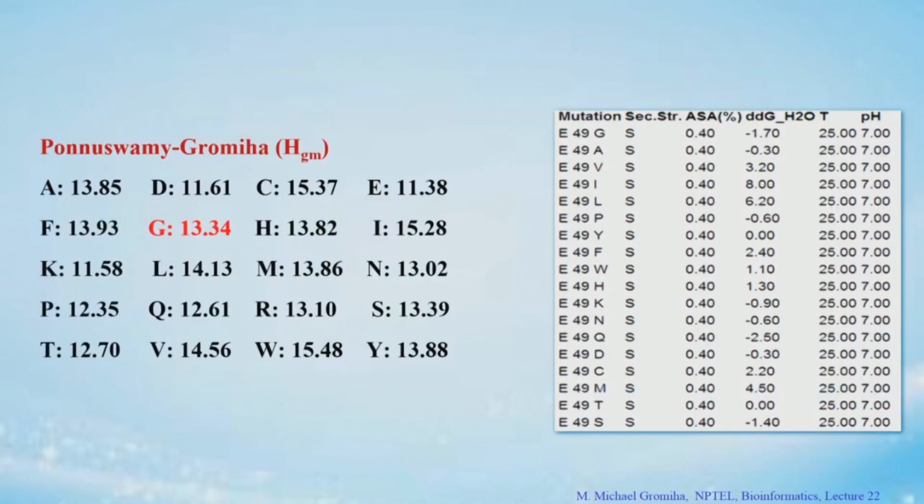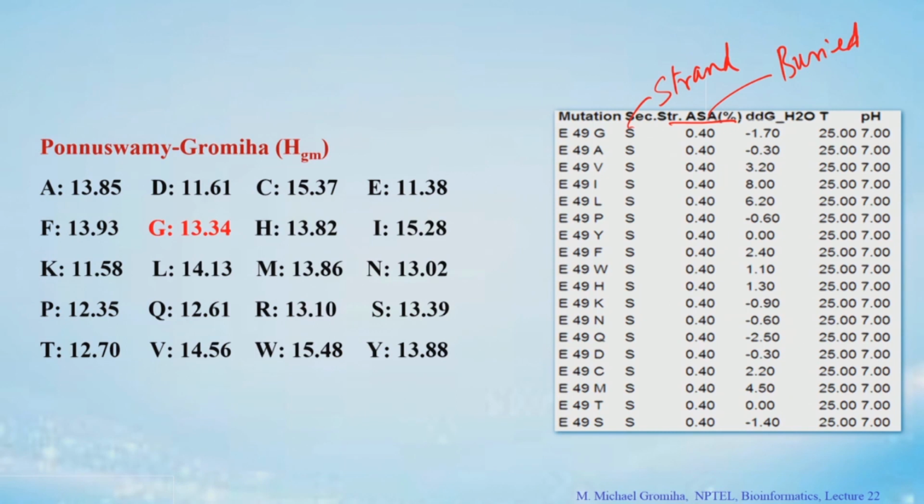So, I show another example. Here you see glutamic acid at position 49 is mutated to different residues. What is the secondary structure for this mutant? Strand. Okay, this is strand. Where is it located? Buried or exposed? We have the ASA. So, it is 0.4, that is less than 1. If you take the less than 5 cutoff, then this is buried, because this value varies from 0 to 100. So, 0.4 is less than 1, and we can take this as the buried one.